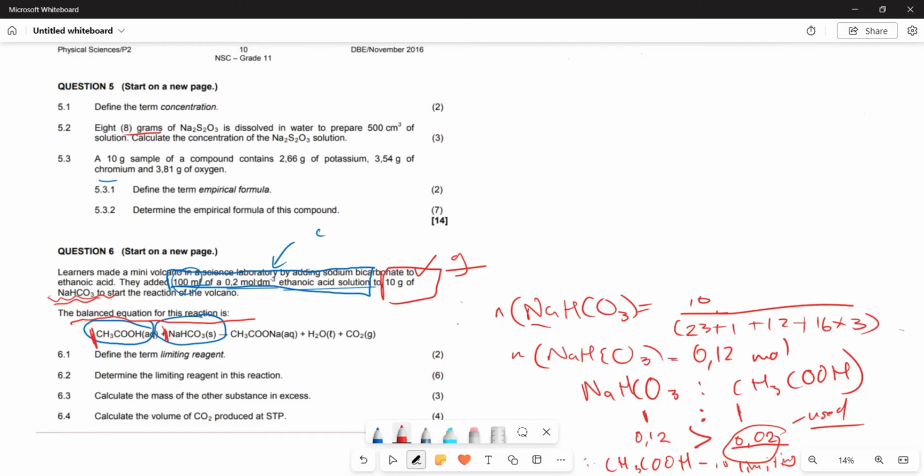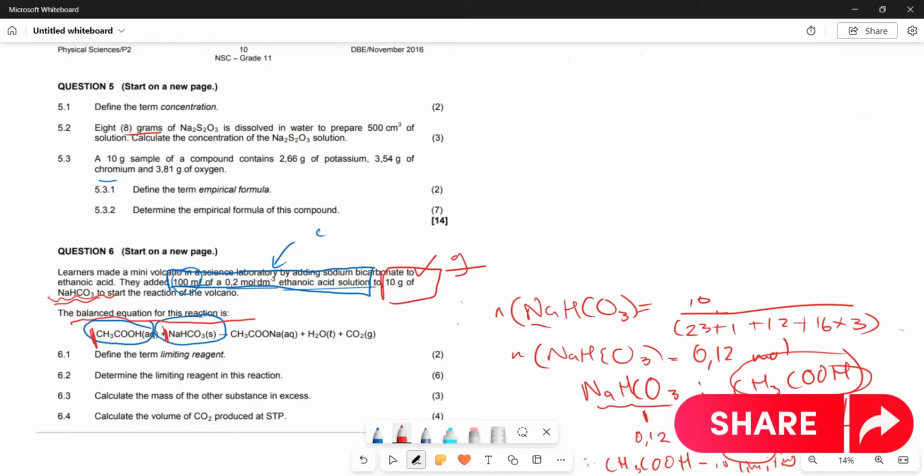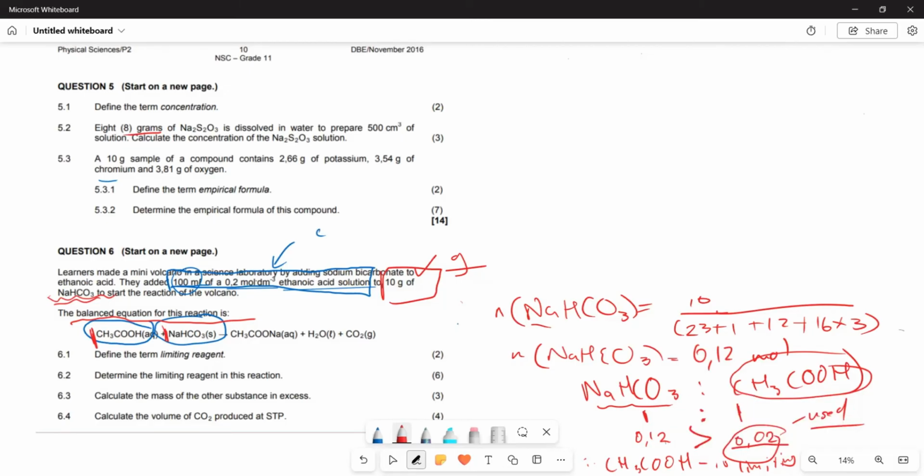So if this was your limiting reagent, then this becomes your excess, because it's the one that remains. Excess is the one that is available, the one that you still have while the reaction is complete. So what is it that you are going to do now? For us to calculate the mass, we say: look, the one that was supposed to be used in this reaction was supposed to be 0.12, because according to the ratio, if this is 0.02 here, the one that is also going to be used here is 0.02, which means from this 0.12, you are still going to have something remaining.